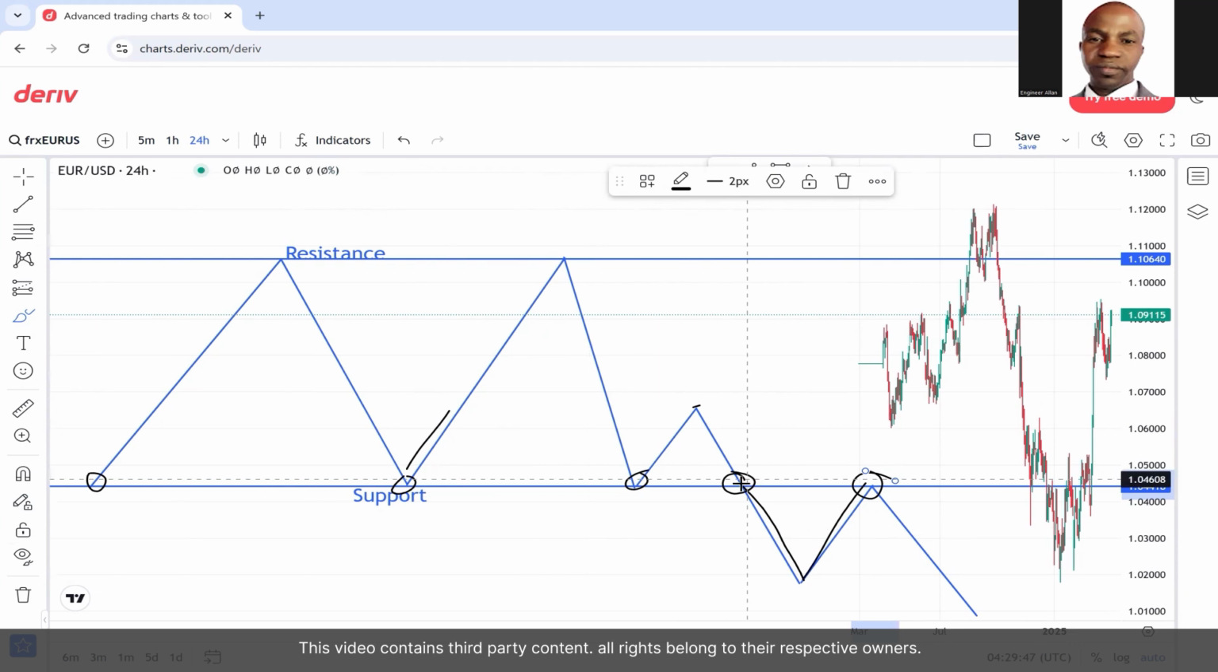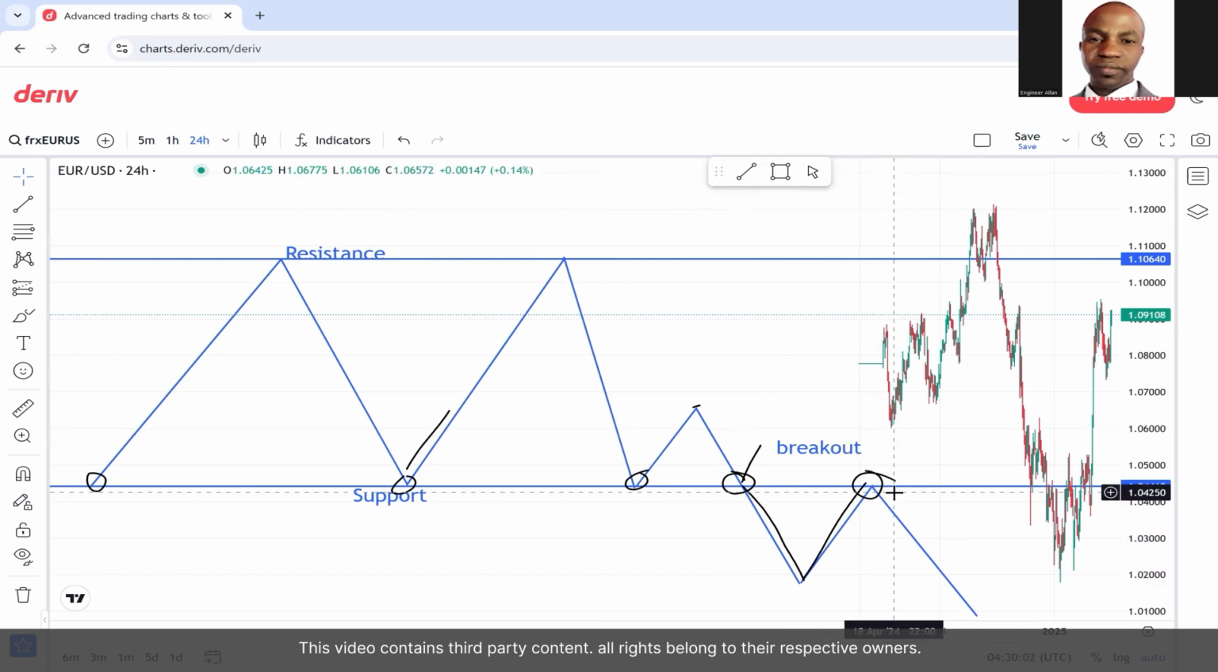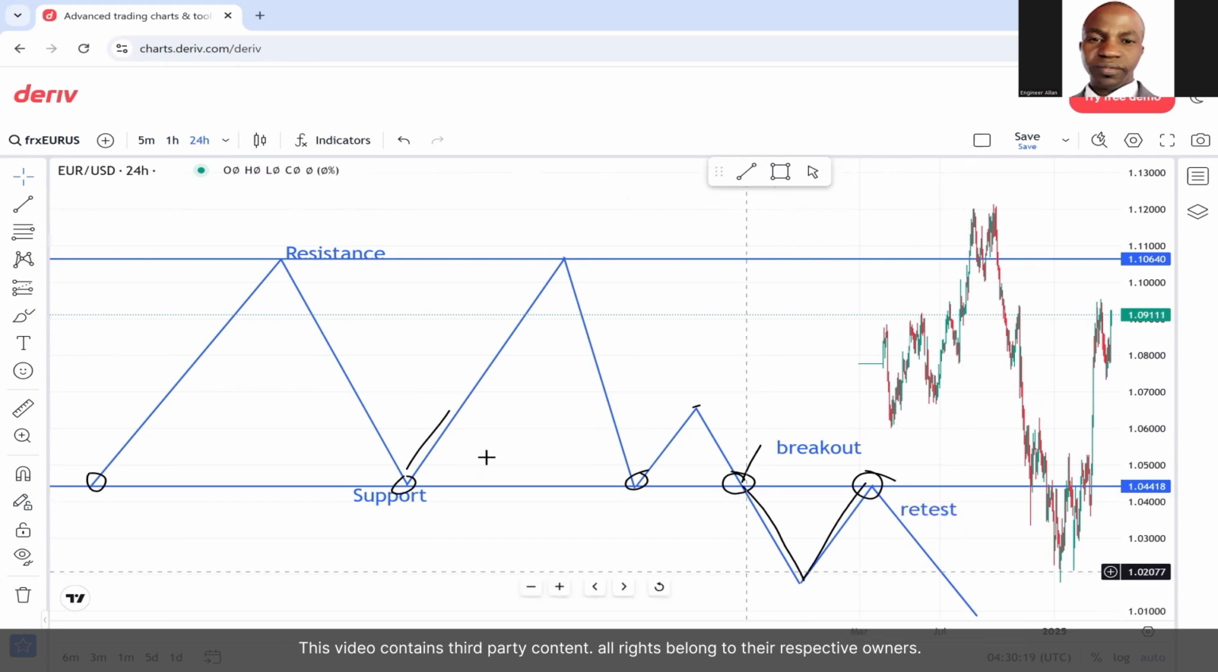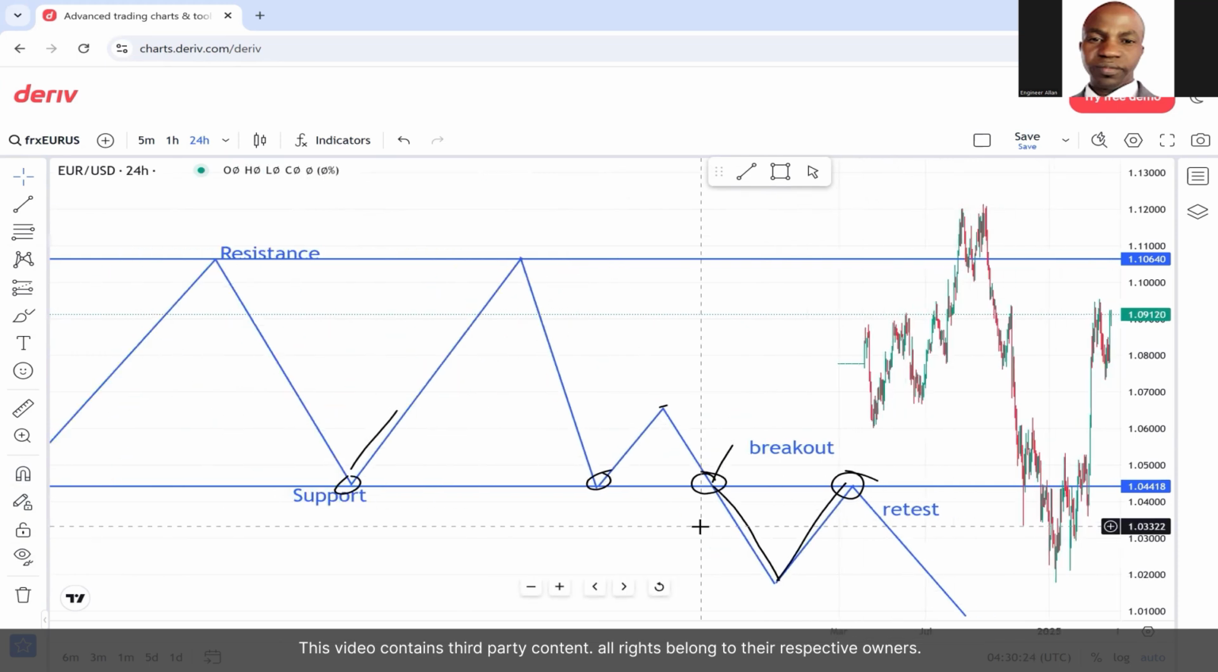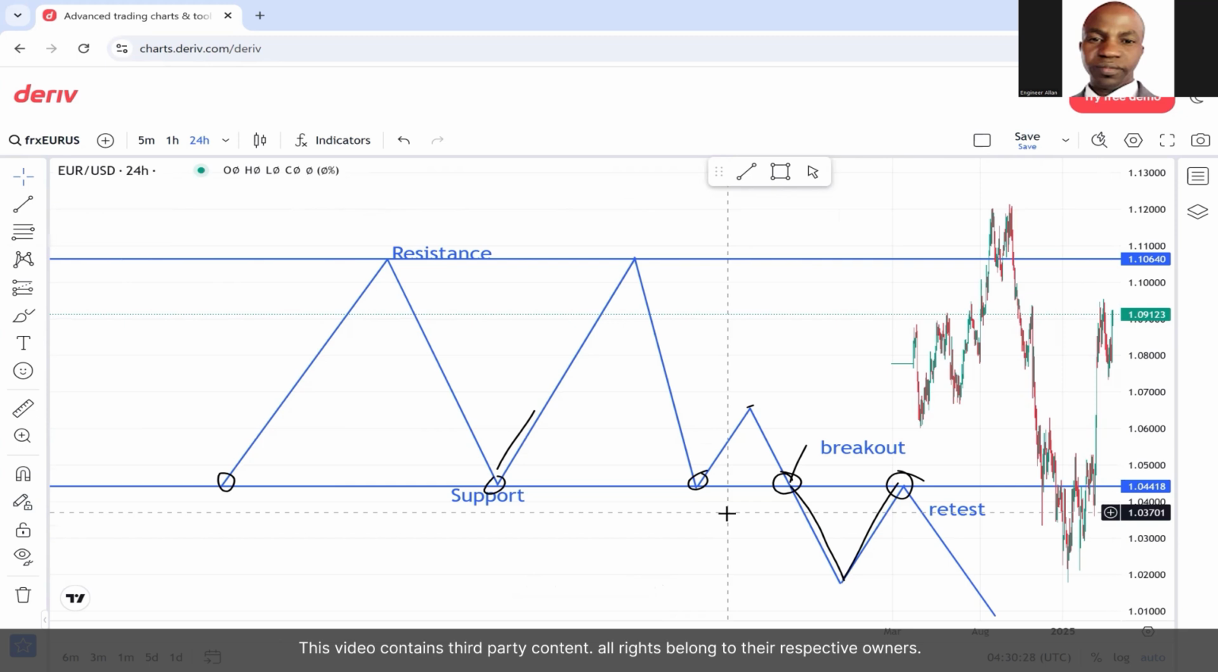So there's always a breakout here, as you can see. I've already discussed this. There's a breakout here, and then on this particular area, and this one here, the market breaks out, and then the retest takes place at this particular area. So always, when the market is breaking out of consolidation, out of a particular pattern, there's always a breakout.